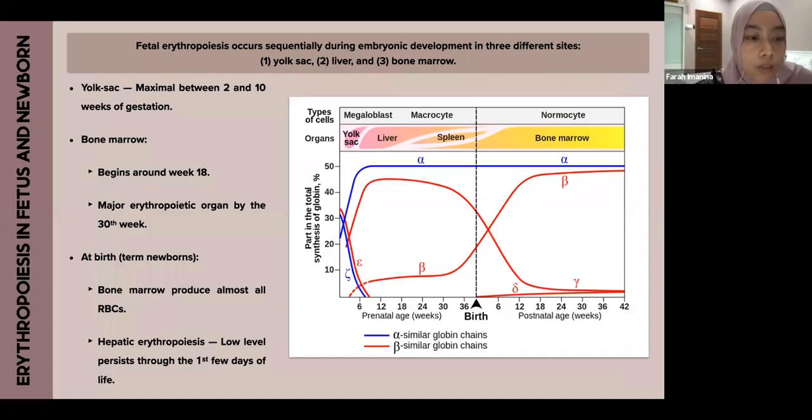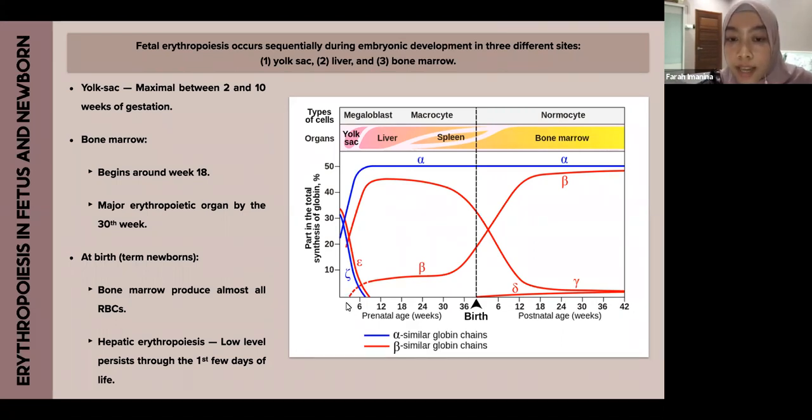So first I would like to talk about erythropoiesis, or the process of red blood cell production inside the fetus and the newborn. The important thing that you need to know here is that fetal erythropoiesis is independent of the mother, meaning that everything occurs inside the baby. It occurs at 3 sites, which are the yolk sac, the liver, as well as the bone marrow. Look at the picture on the right side.